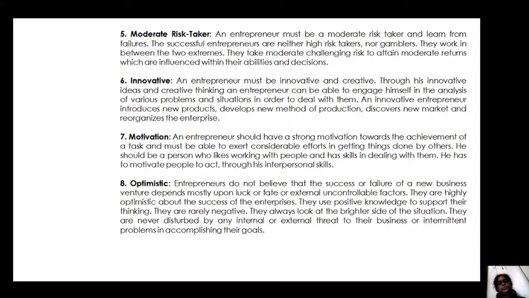Correct? So, motivation. An entrepreneur should have a strong motivation towards the achievement of a task and must be able to exert considerable effort in getting things done by others. He should be a person who likes working with people and has skill in dealing with them. He has to motivate people to act through his interpersonal skill. Motivation is very much required. Communication skill, motivation, self-motivation, self-confidence, these are the basic skills which an entrepreneur must have.